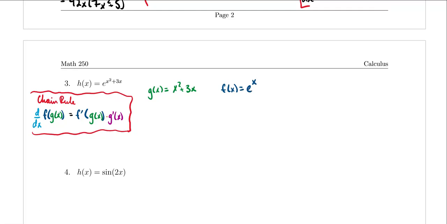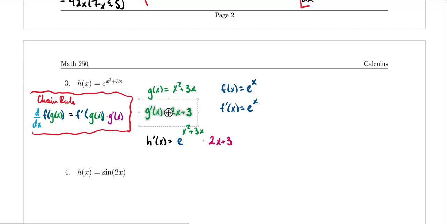Now, to find the respective derivatives, f prime of x, well, the derivative of e to the x is just e to the x. Now, the derivative for g is going to be equal to a nice 2x plus 3. All right, perfect. So putting everything together, the derivative for h is going to be equal to the derivative of the outside evaluated at the inside, which is e to the x squared plus 3x, the same thing, times the derivative of the inside, which in this case was 2x plus 3.